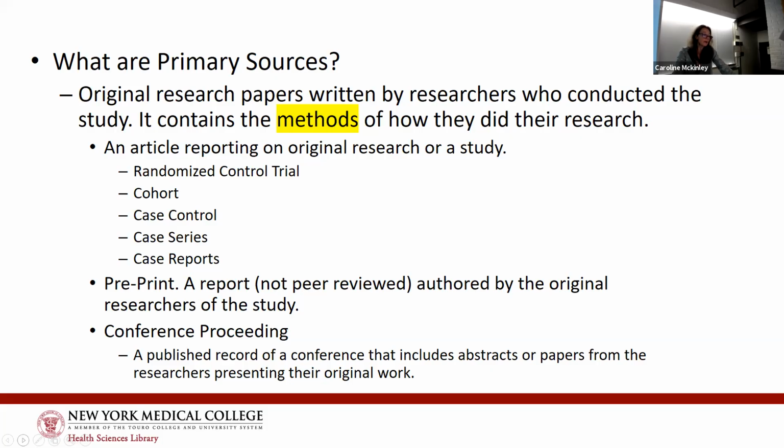An example of a primary source would be an article that's been published, or a preprint that has not gone through the peer review process yet, or a conference paper. But primarily you're going to be researching and grabbing those published articles, because that's most likely what's going to happen. These articles are going to report on original research or a study. These studies might be a randomized control trial, a cohort, a case control, a case series, or case reports. And as I mentioned earlier, it could be a preprint or a published record, a paper, or an abstract from a conference proceeding.